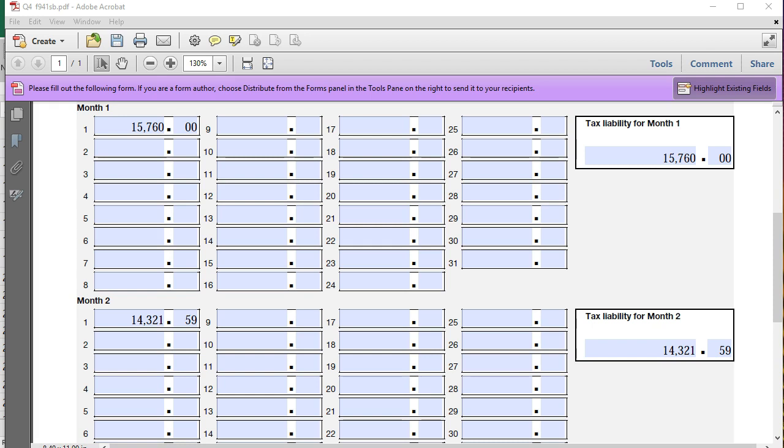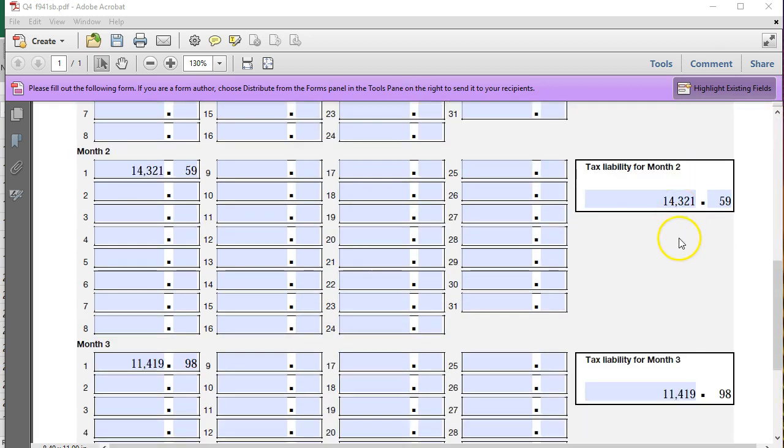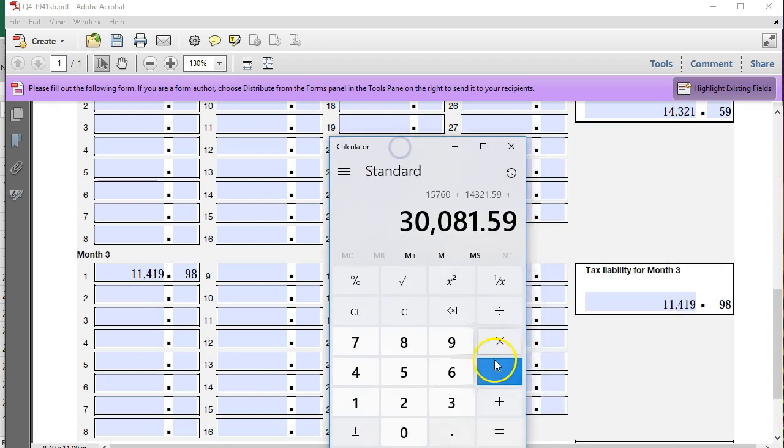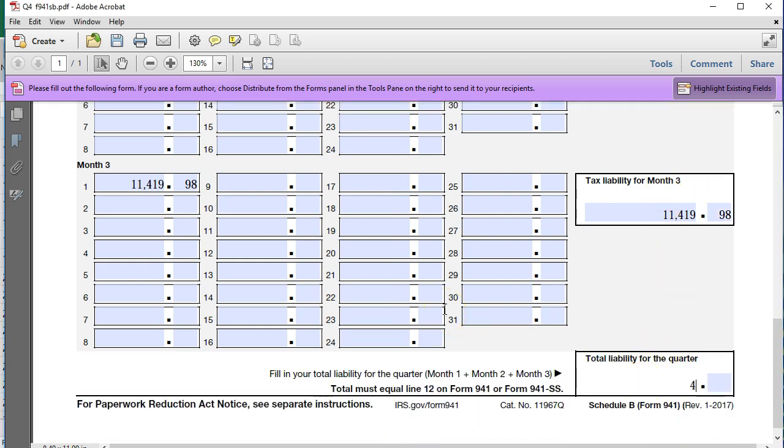Okay, so now we'll just add these up, and it should come out to our total if we have done this properly. So we're going to say 15,760 plus 14,321.59 plus, see if we could find that last number. There it is. There's the last number. Plus 11,419.98. Enter. 41,501.57. I think that sounds familiar. I think that's what we wanted. 41,501 tab 57.